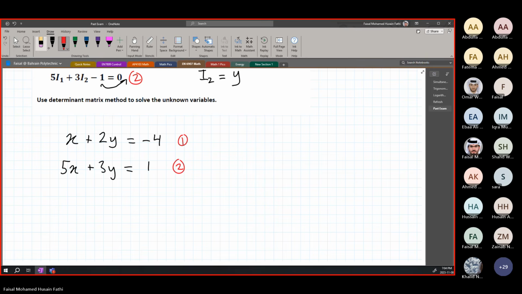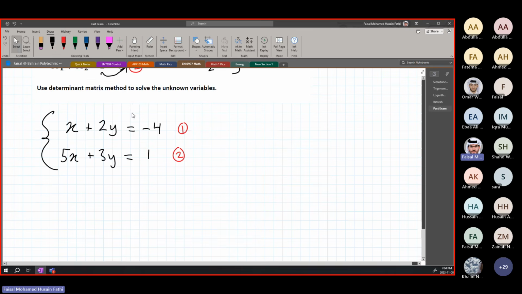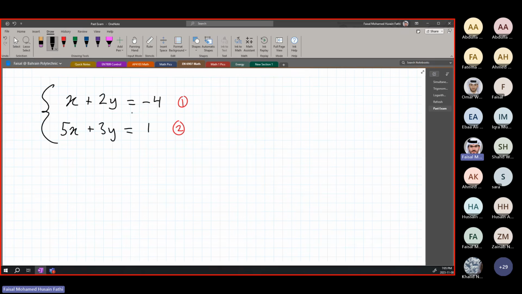Now, the method we have to use is the determinant method. First, if you remember what I told you, we find the determinant itself. How do you find the determinant? First you write your equation; if you want to write it in matrix form, it's basically written this way, and then the x coefficient.